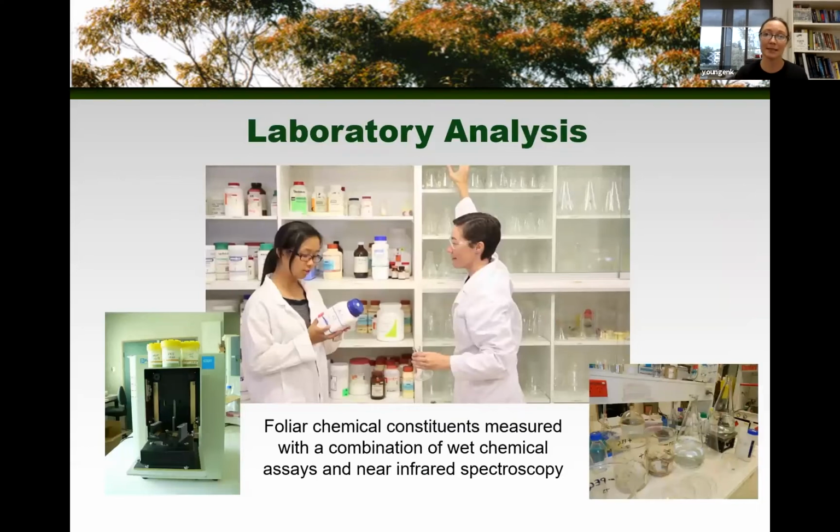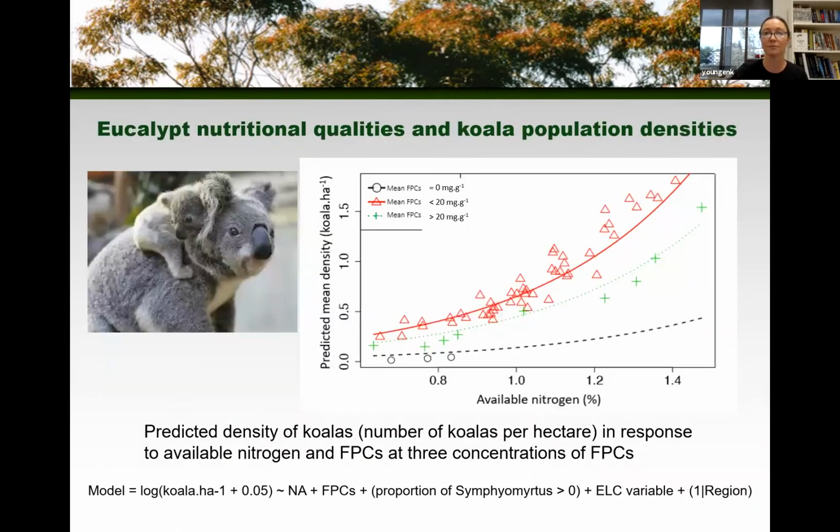Then we conducted a series of wet chemical assays on a subset of the samples and developed models with spectroscopy to predict values in our remaining samples. We measured the good stuff, like available nitrogen, and the bad stuff, the secondary compounds that are known to deter feeding in marsupial folivores. I poached this figure from my student Jessie Au's PhD thesis.